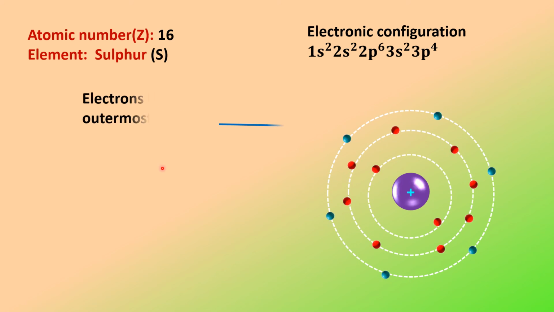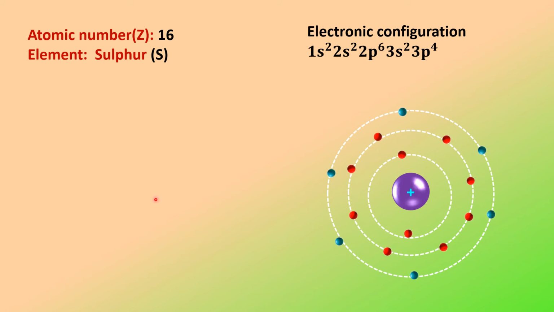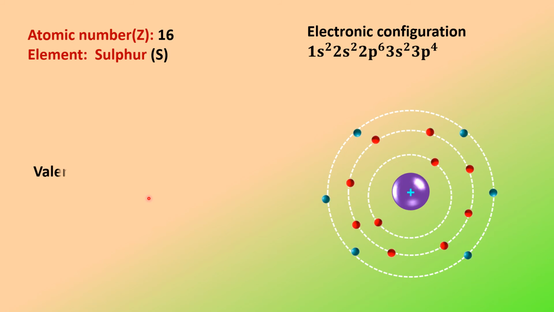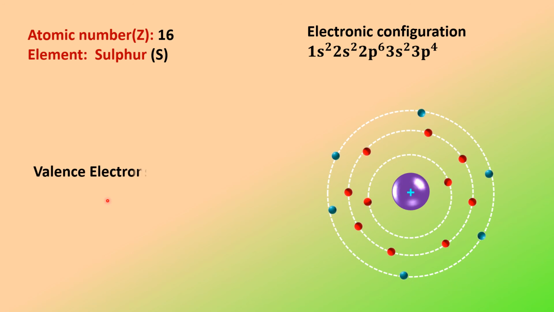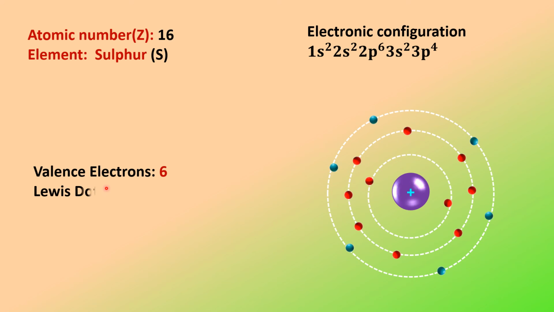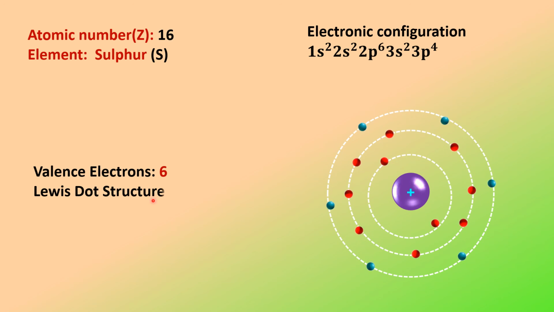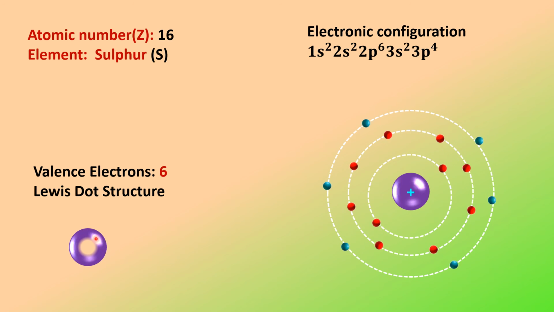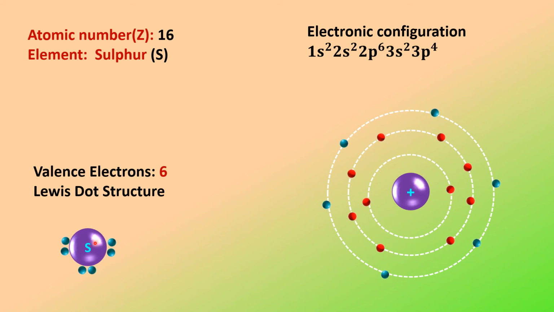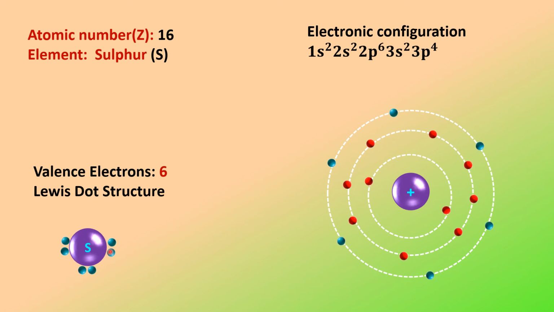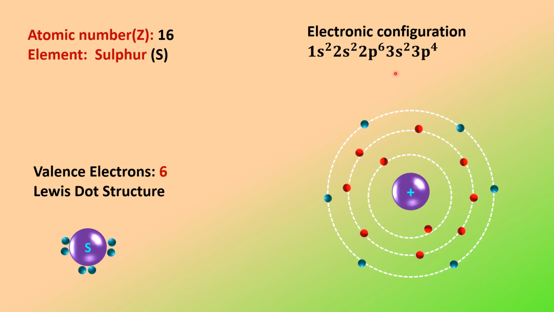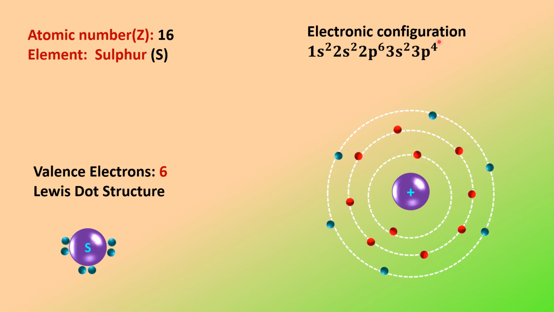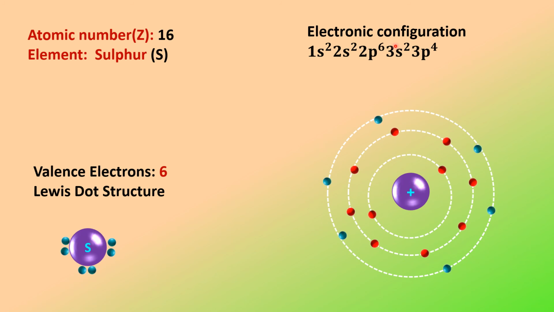Now we'll take these 6 electrons and try to draw the dot structure. Valence electrons for sulfur is equal to 6. This is the sulfur nucleus, and these are the 6 electrons, that is 3s2, 3p4. Now let us see the next element.